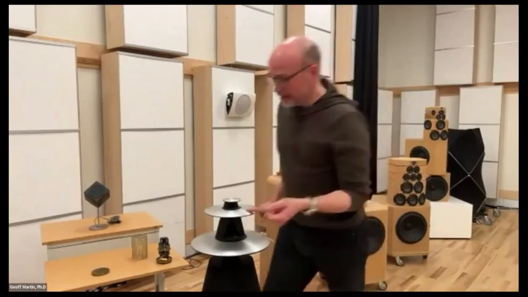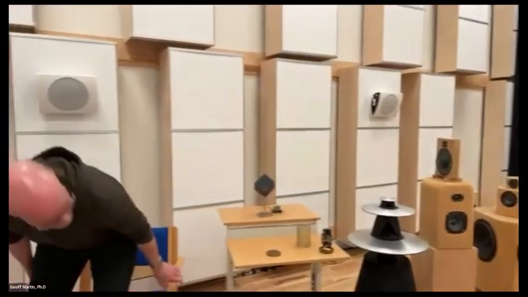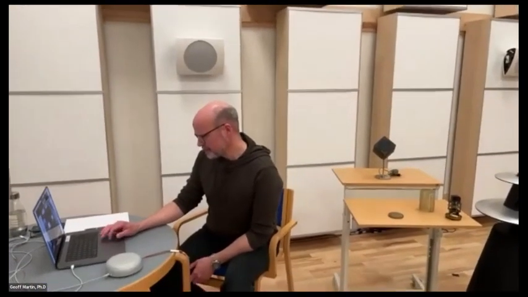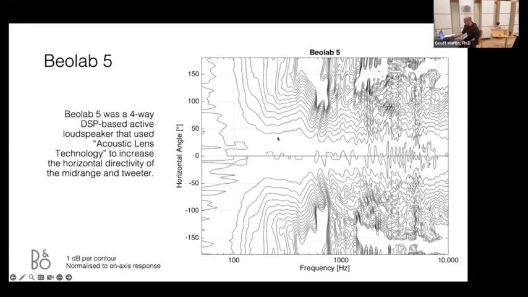If we look at the behavior of the Beolab 5 in terms of how it measures, then we see a plot like this. So this is how we normally look at the directivity of our loudspeakers. You can read this basically the same way as a topographic map. So we're looking at the on-axis response, whatever that is, and we normalize to that. And we call that, regardless of frequency, we call that 0 dB.